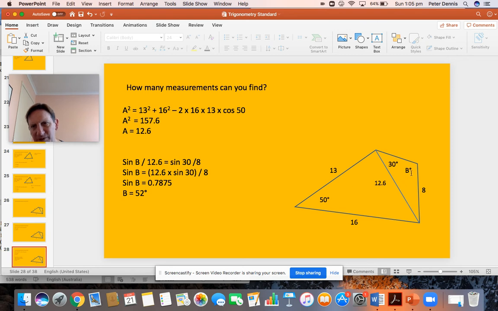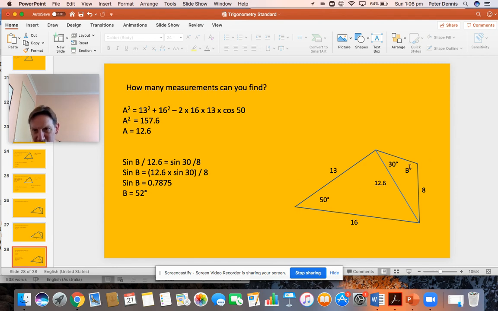We could probably find B. Sine B over 12.6 equals sine 30 over 8. Angle over the side equals angle over the side. So sine B over 12.6 equals sine 30 over 8. How do we do that? We take the 12.6 across and we figure out that B equals 52.